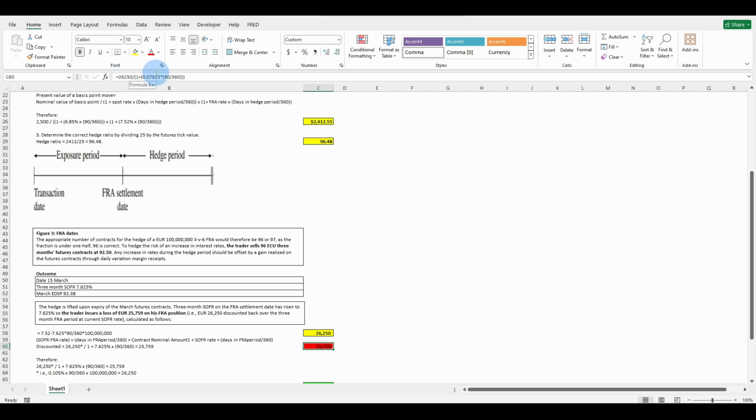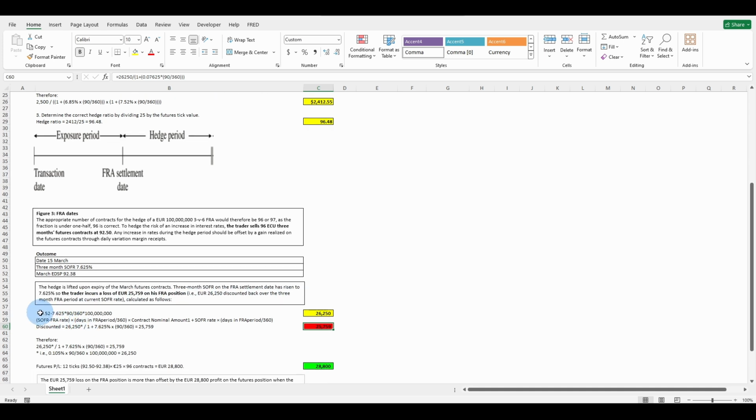Divide this by 1 plus the new rate over the time period. We have 26,250 discounted back over the 3-month period. We have this number I'm showing you here. We have 7.52 minus 7.625. Think about it. We have that spread differential, and we have to figure out what that new nominal is.